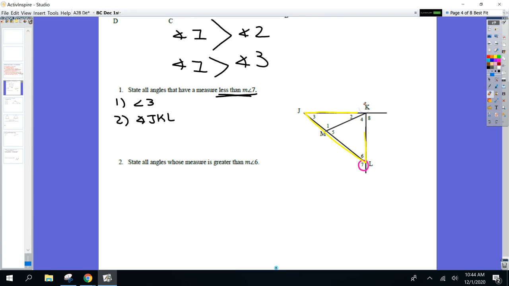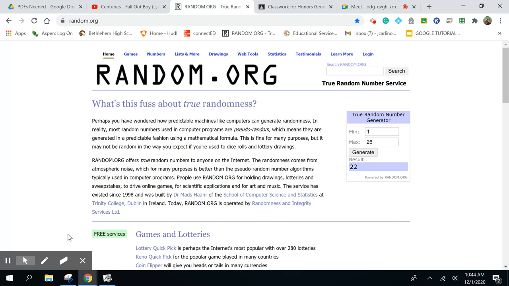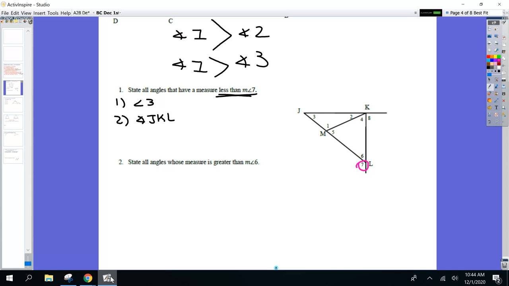Is angle 7 an exterior angle for another triangle other than JKL? Can somebody find another triangle where 7 is an exterior angle? Come on. Let's go, honors kids. Here we go. Quincy. Where's 7 another exterior angle for what triangle? Repeat the question, please. Okay, angle 7. It's an exterior angle for what other triangle other than JKL?